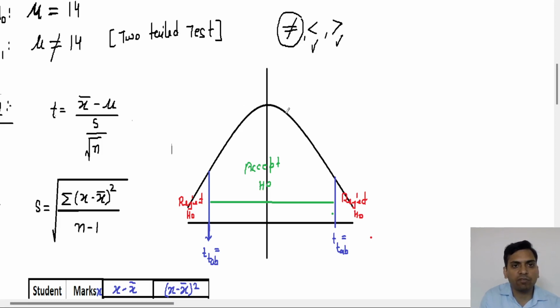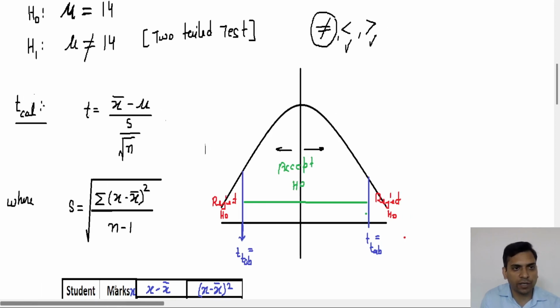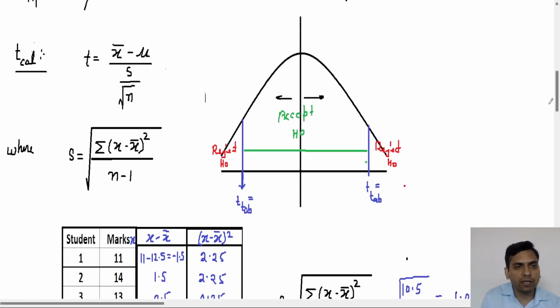This is the left hand tail of the distribution. This is the right hand tail of the distribution. So marks may be distributed in the left hand tail and the right hand tail, both directions. That's why we are saying this is a two tail test. Now second point, we will find the t calculated value. For t calculated, we have this formula of t.